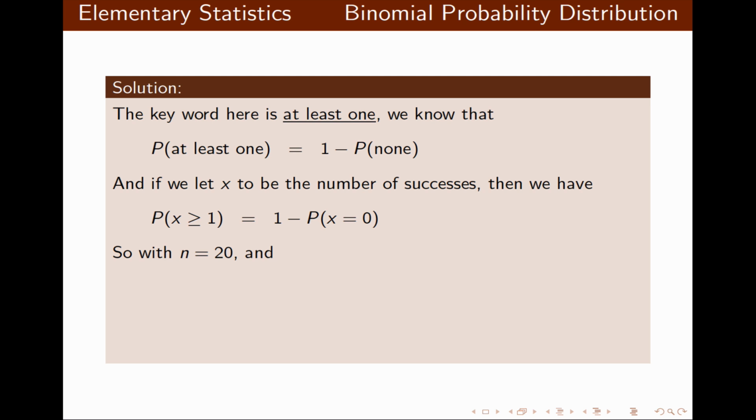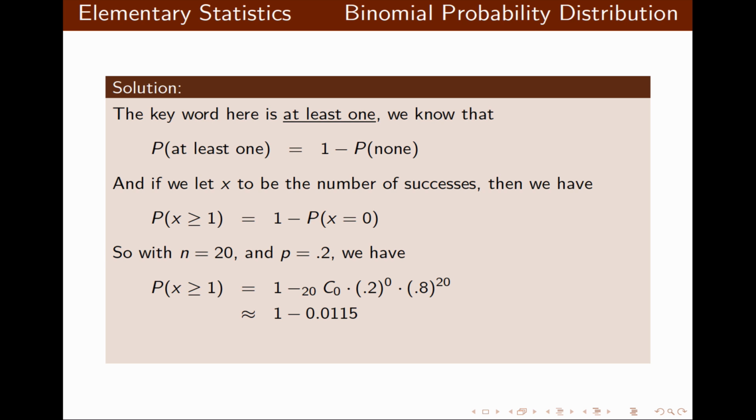With n equal to 20 and p equal to 0.2, we use the binomial probability distribution. We do the calculation, and the final answer is 0.9885.